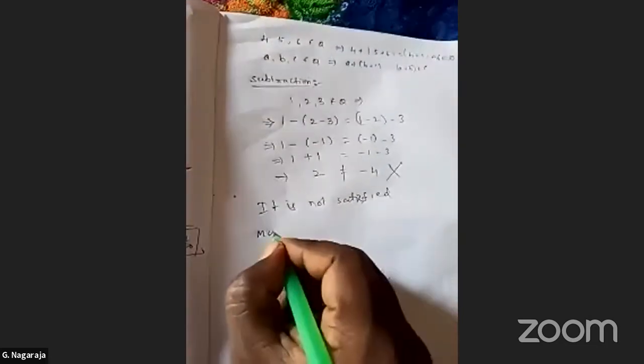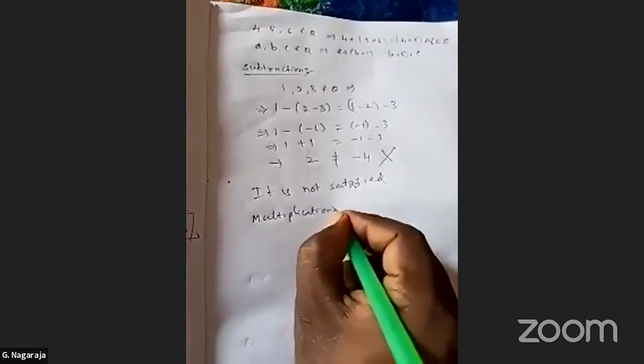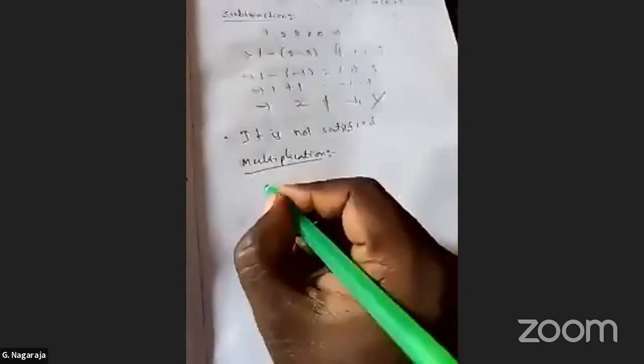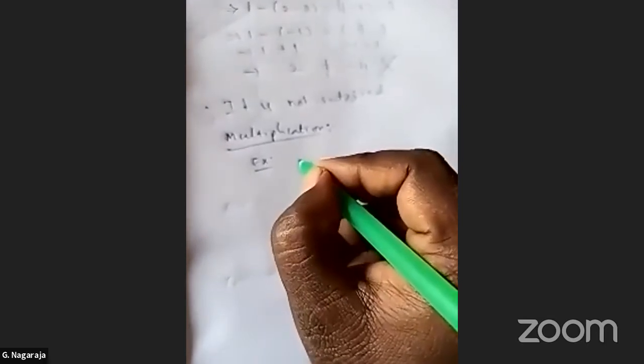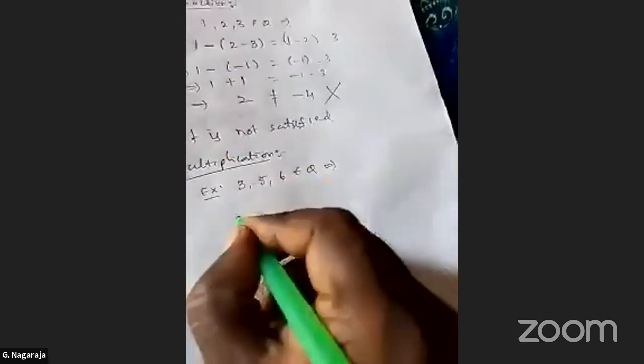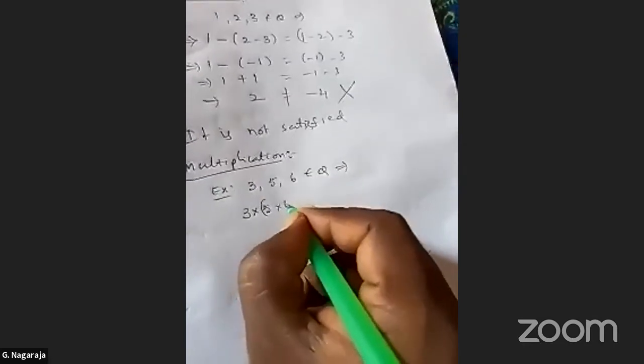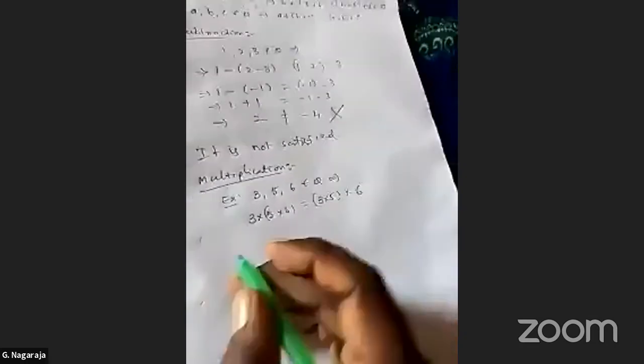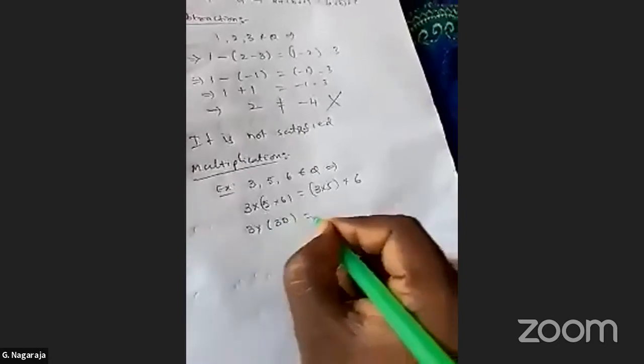Next, multiplication. Example. 3 comma 5 comma 6 belongs to Q. Then (3 into 5) into 6 is equal to 3 into (5 into 6). 5 6s are 30.